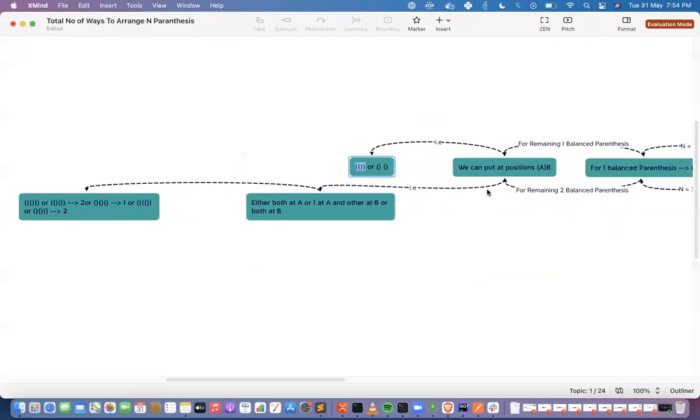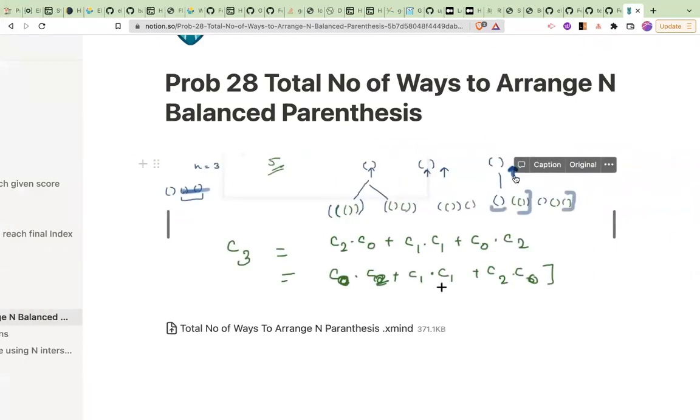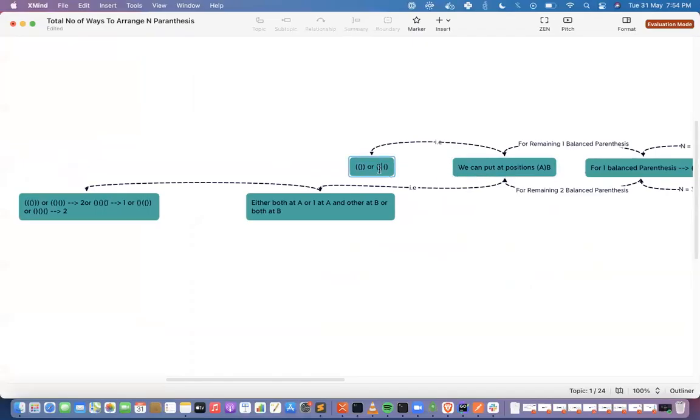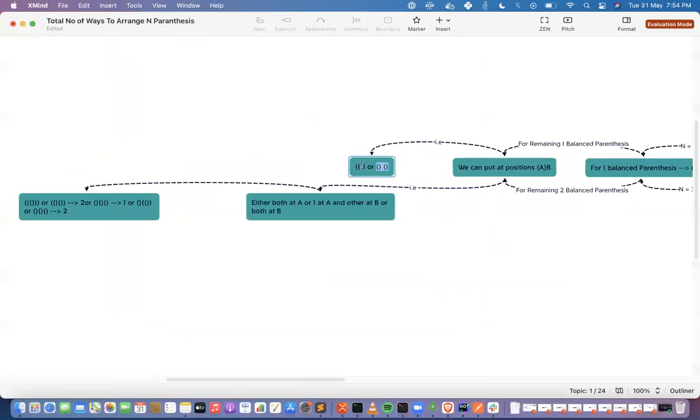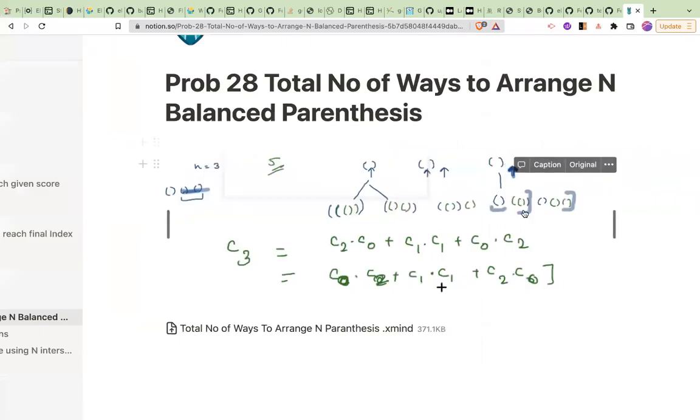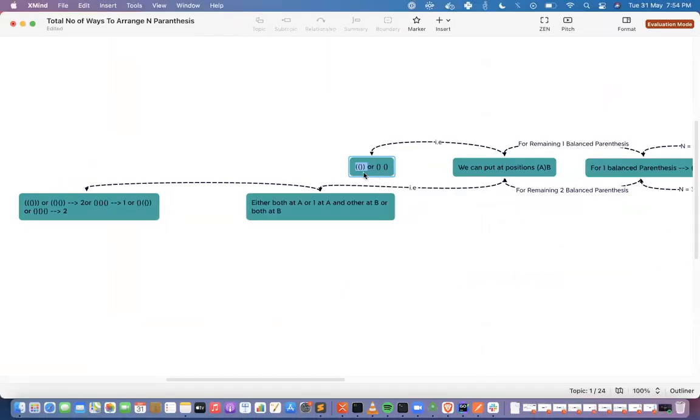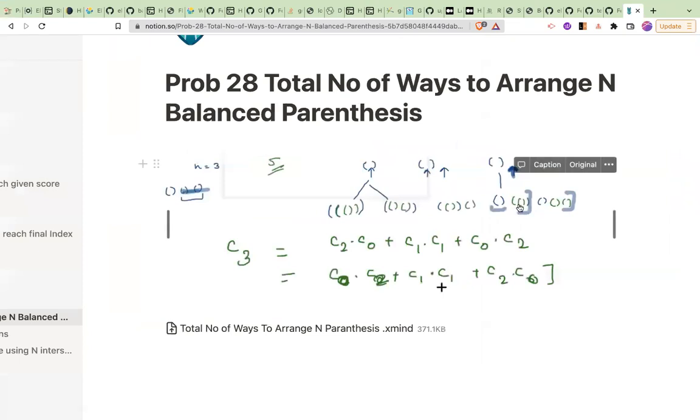Cool. And similarly, if you want to place these two balanced parentheses at position B, you have placed inside, similarly you can place outside. You can choose either like this, which will form open, close, open, close, open, close, where you just place these two parentheses here. And if you place this combination outside, it will form open, open, close, close, right?